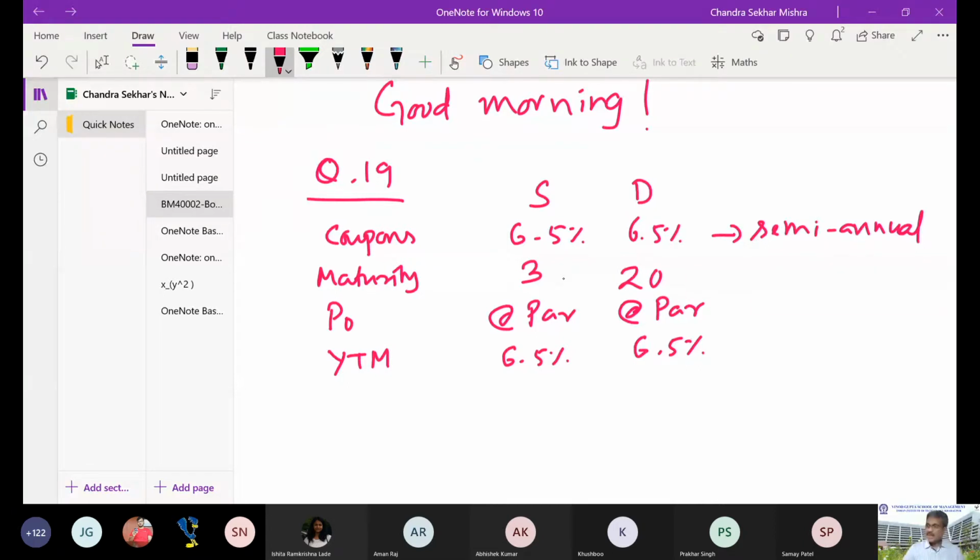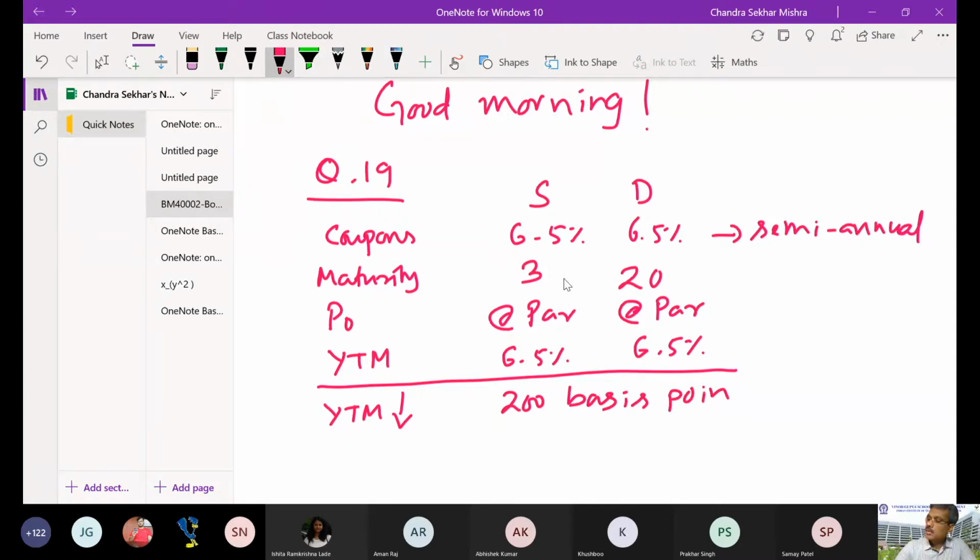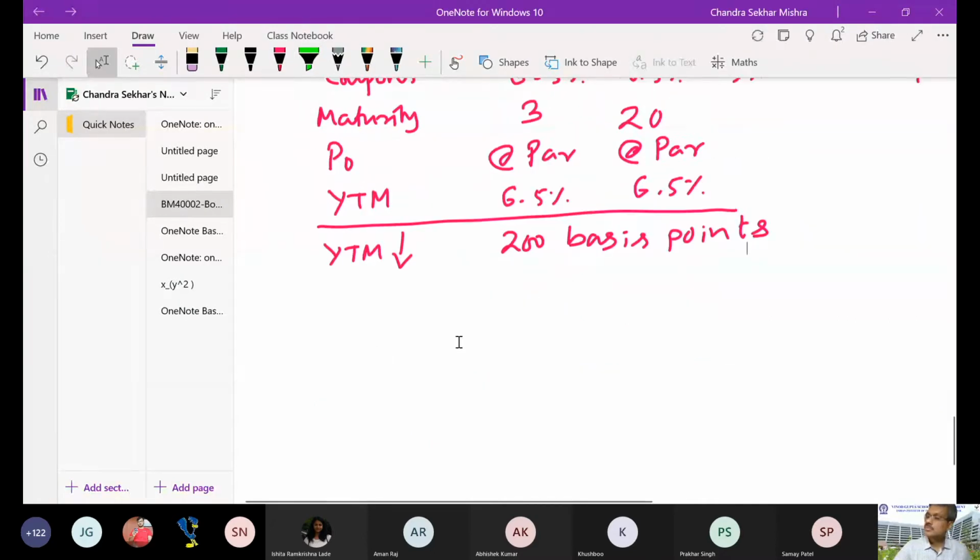Now let's say in the market the interest rate falls, and so YTM falls by 200 basis points. So 200 basis points means what will be the YTM now? 4.5%. 200 basis points means 2%, so 4.5% and 4.5%. Now let us find the value.